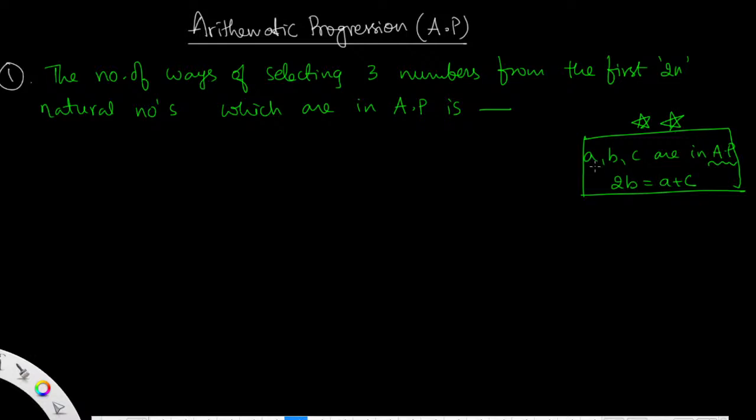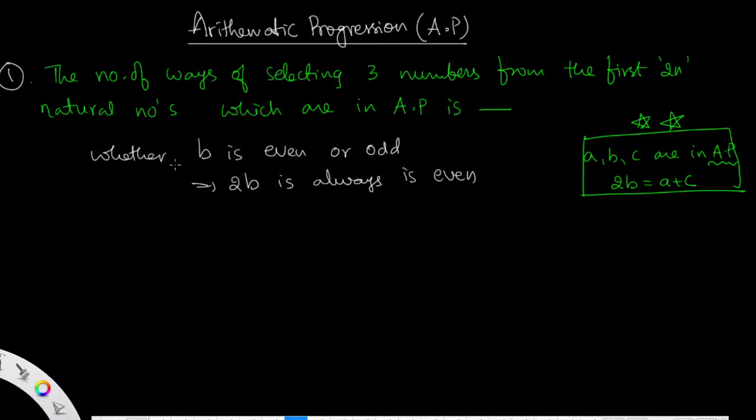Whether B is even or odd, 2B is always even. If we take B as even or odd, 2B is always an even number. Similarly, the LHS is even, so A plus C is also even only. That implies A plus C is always even.